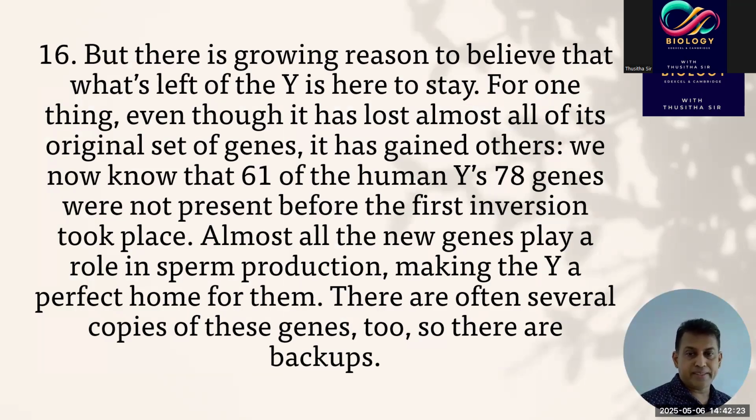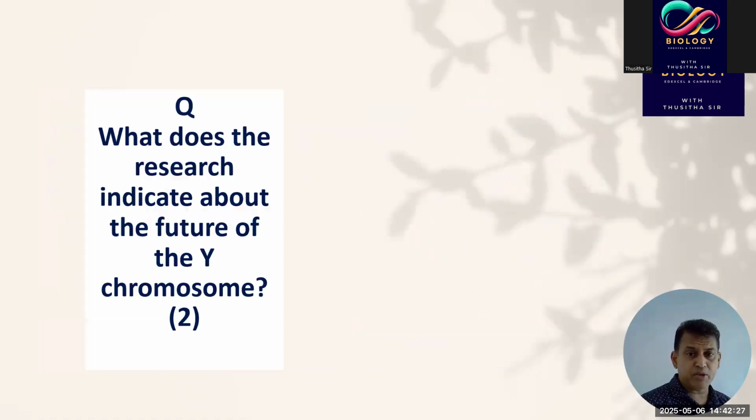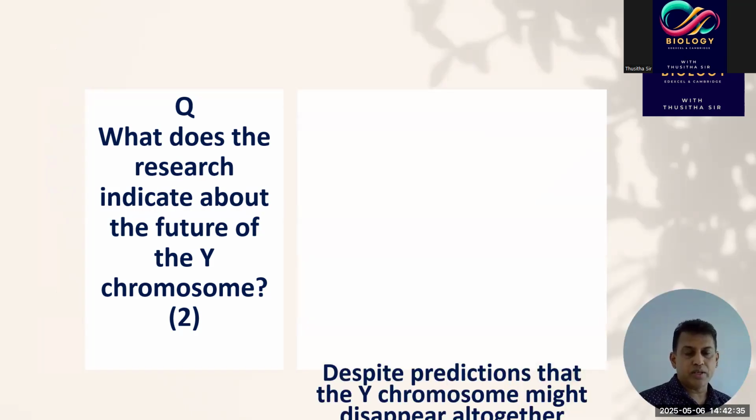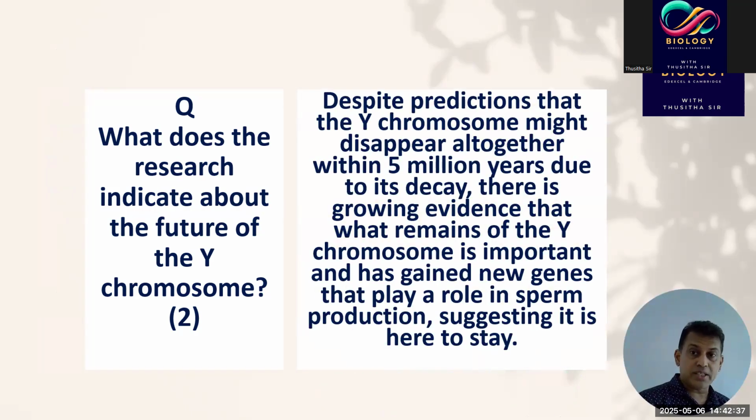Then again, the 16th paragraph, further explaining about the X and Y. Next, what does the research indicate about the future of the Y chromosome? So despite the prediction that the Y chromosome might disappear altogether within 5 million years due to its decay, there is growing evidence that what remains of the Y chromosome is important.